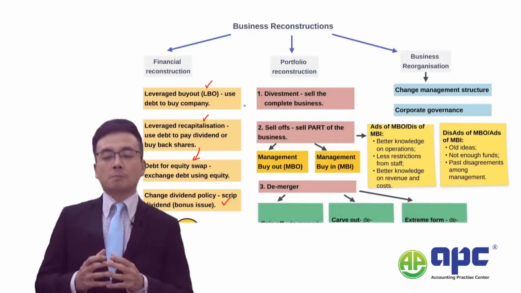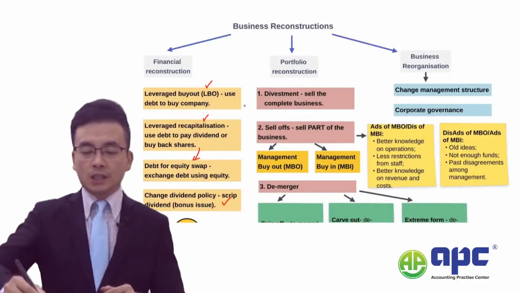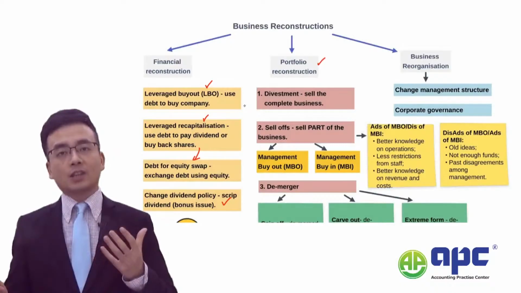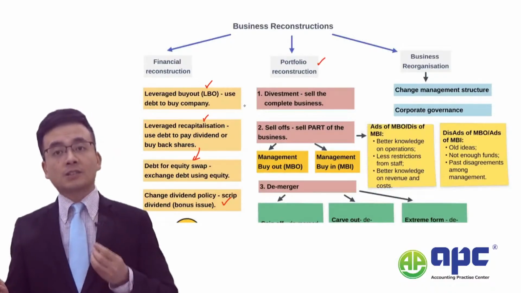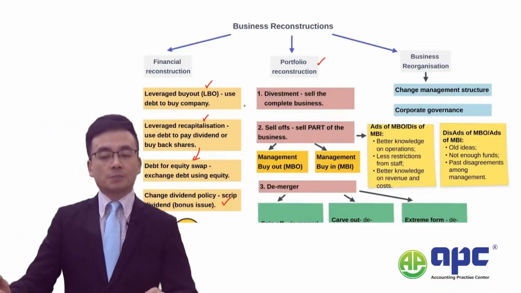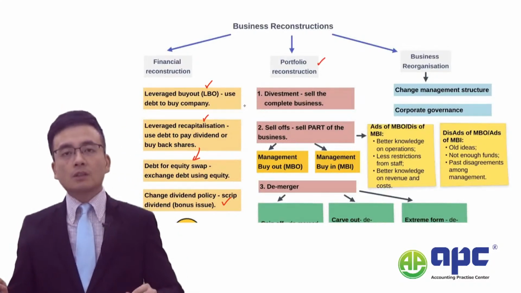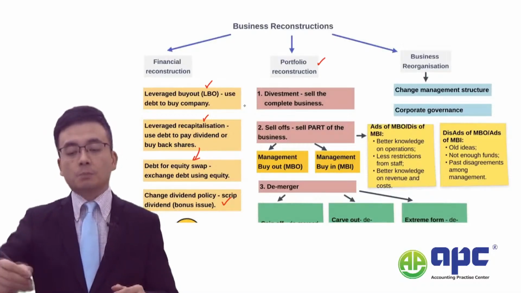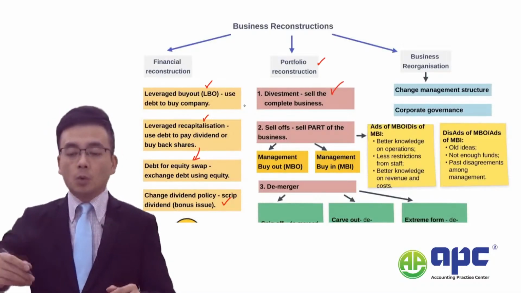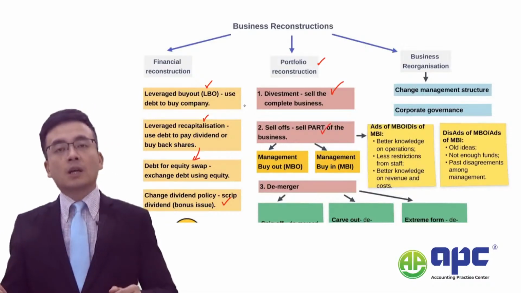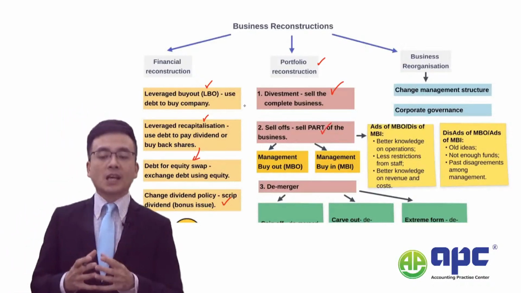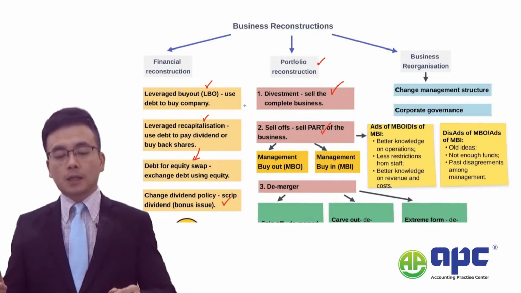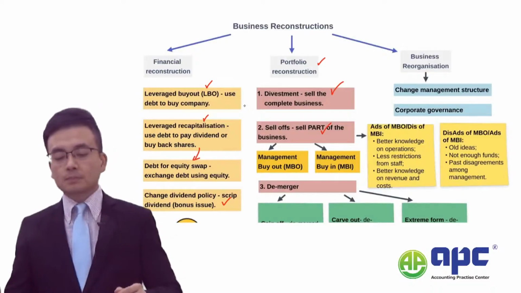The second way of business reconstruction is called the portfolio reconstruction. So we're actually looking at our divisions rather than simply the financial statements in this particular case. What we're trying to do is that we could perhaps sell the complete business to others, or sell part of that. Now, if you're selling the complete business, technically it's called divestment. Selling parts of it means sell-offs.